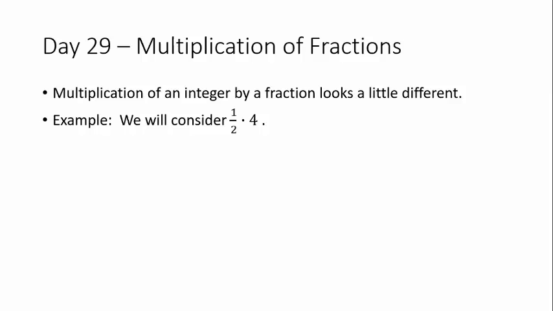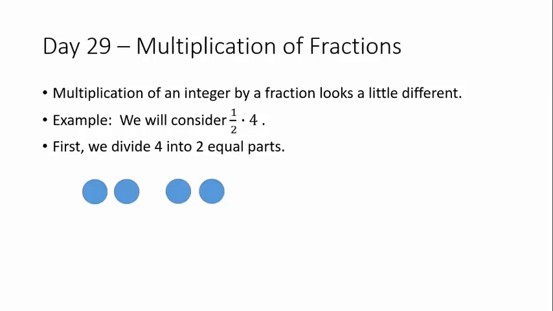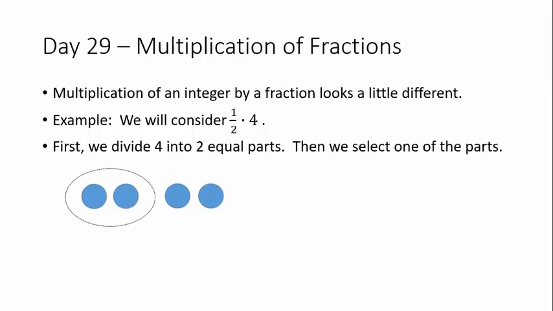Let's look at what happens when we change the order of multiplication. We have 1/2 times 4. We're multiplying an integer by a fraction. This looks a little different. To model this, we consider 4 units, and we want to divide the 4 units into 2 equal parts. So I've separated the 4 circles here into 2 groups of size 2. We're multiplying by 1/2, so I select one of the 2 groups. So I see here that 1/2 of 4 is 2.